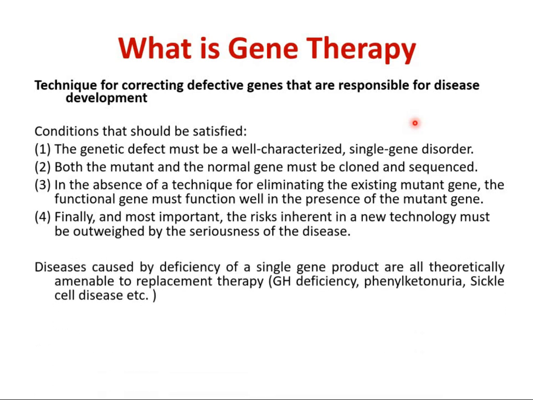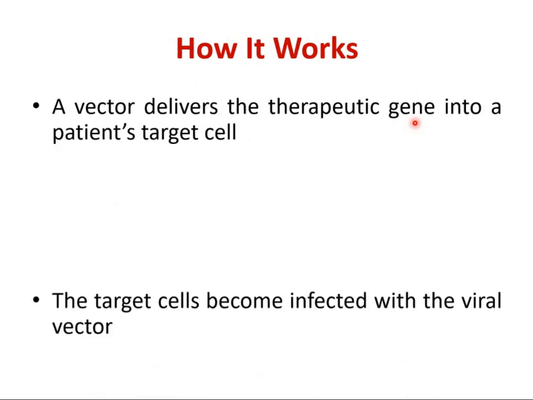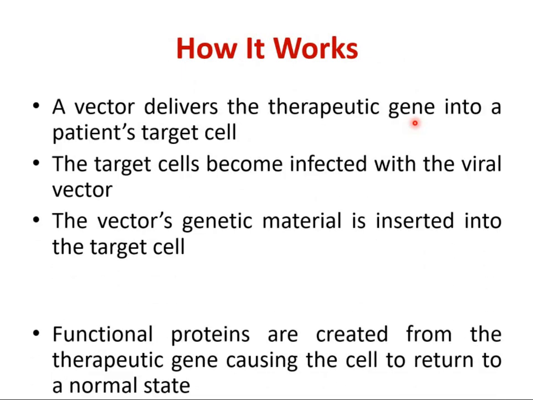There are single gene disorders you can treat, like growth hormone deficiency, phenylketonuria, sickle cell disease, adenosine deaminase deficiency in SCID. That was the first one that was done, and I'm going to talk to you about that. So how this gene therapy works, there are a few steps. Please note down.